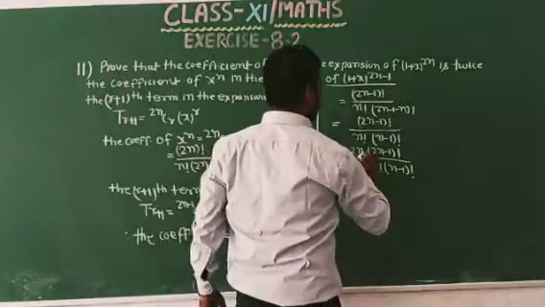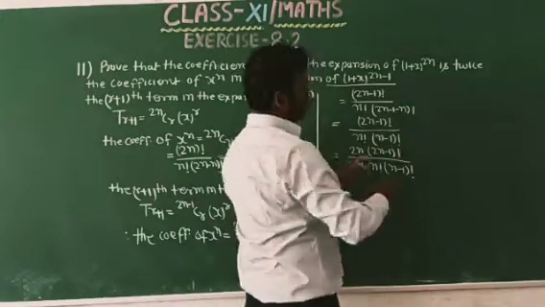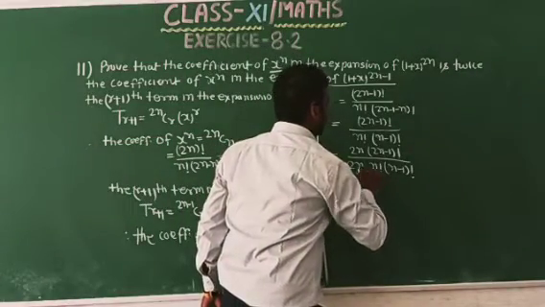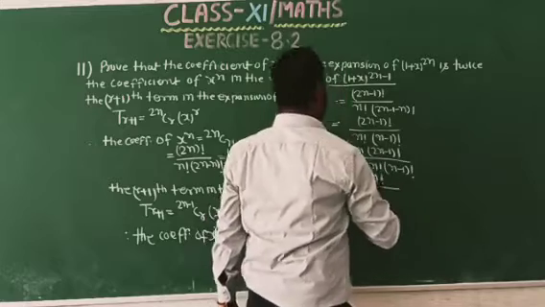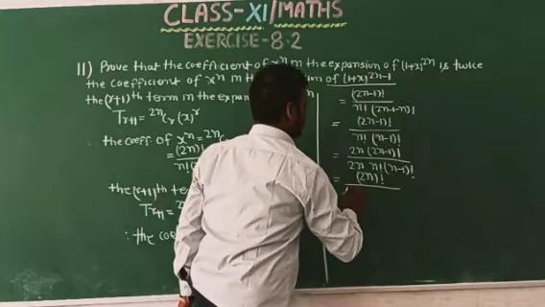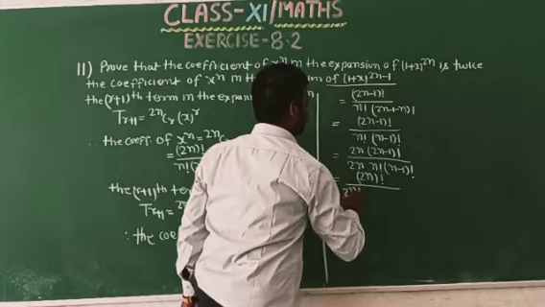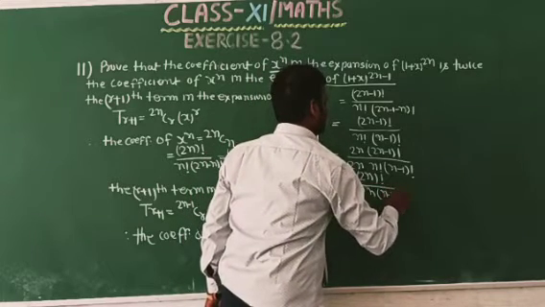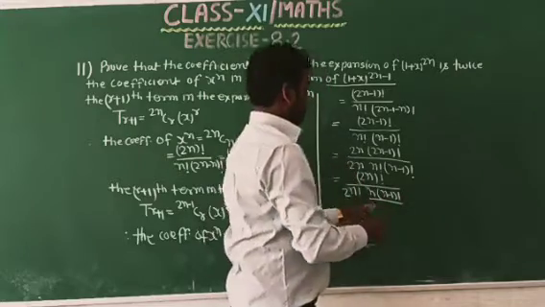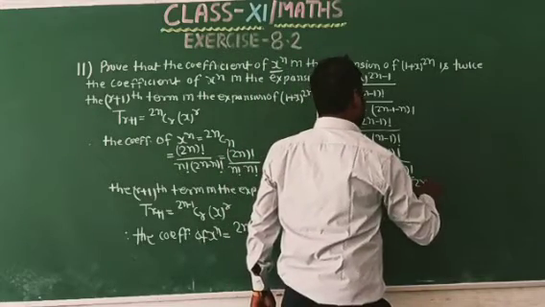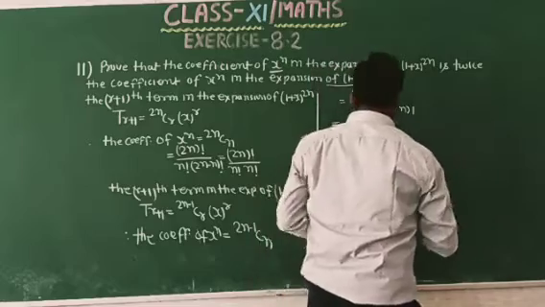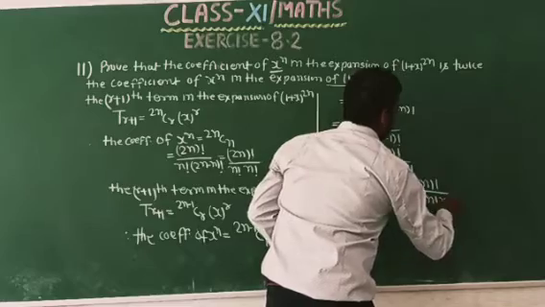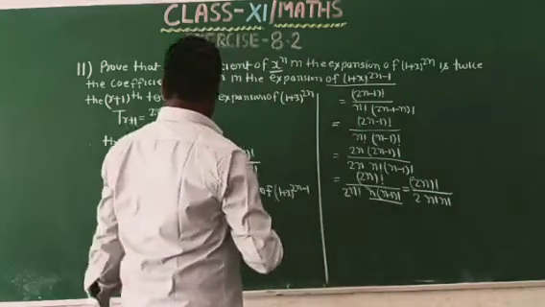So this is 2n minus 1 factorial, which is equal to 2n factorial by n factorial into 2 times n and (n minus 1) factorial. So this is the 2n factorial and this is the n factorial, okay, 2n factorial and n factorial.